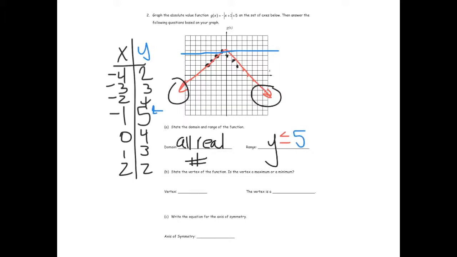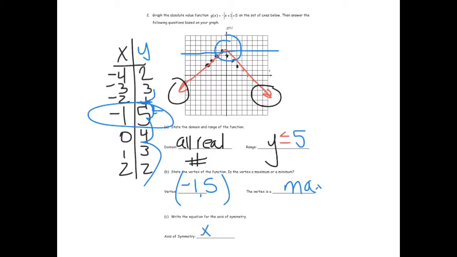State the vertex of the function. The vertex is the turning point. So the vertex is going to be at -1, 5, and it is a maximum. We can tell from the table that it's the vertex because that's where we're increasing, increasing, increasing, then we start to decrease again.